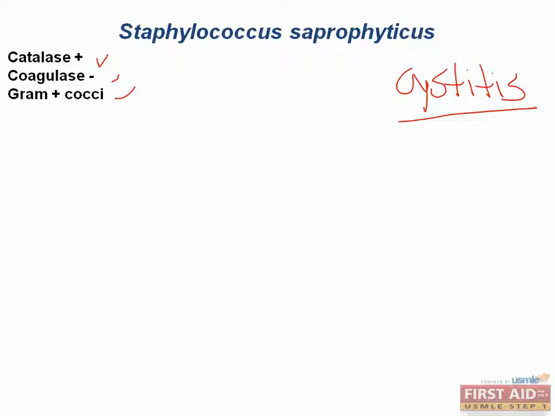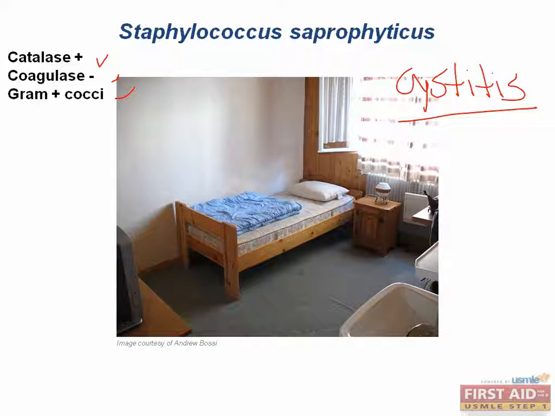Cystitis caused by staph saprophyticus is often called honeymoon cystitis because of the relation to sexual activity, which you can remember with the very college dorm room looking photo here.